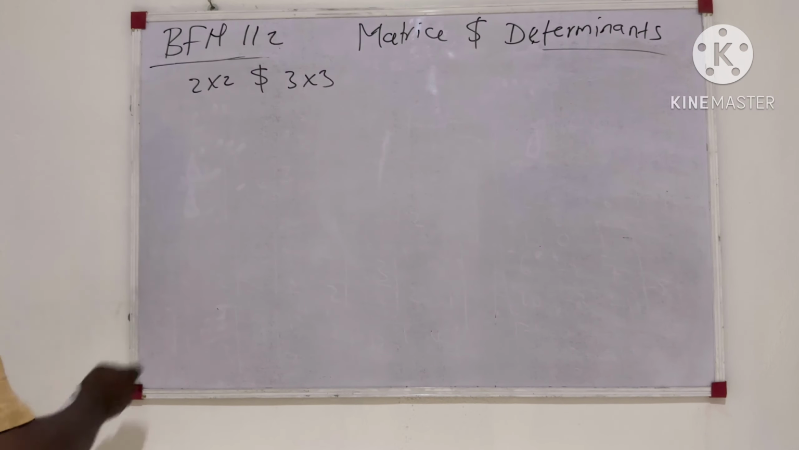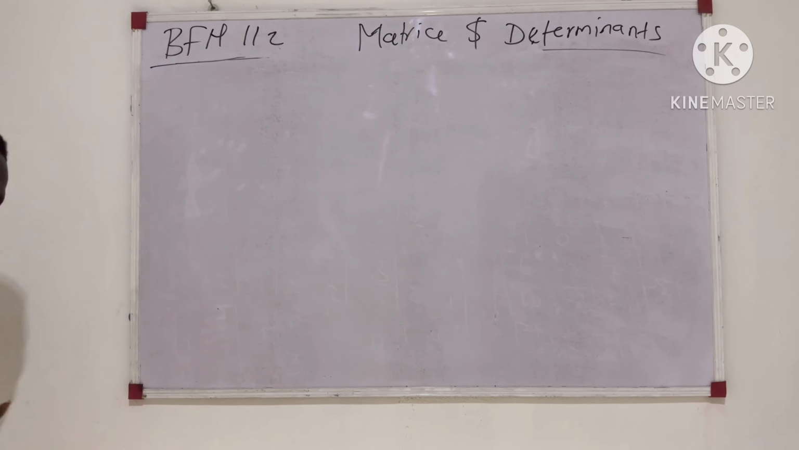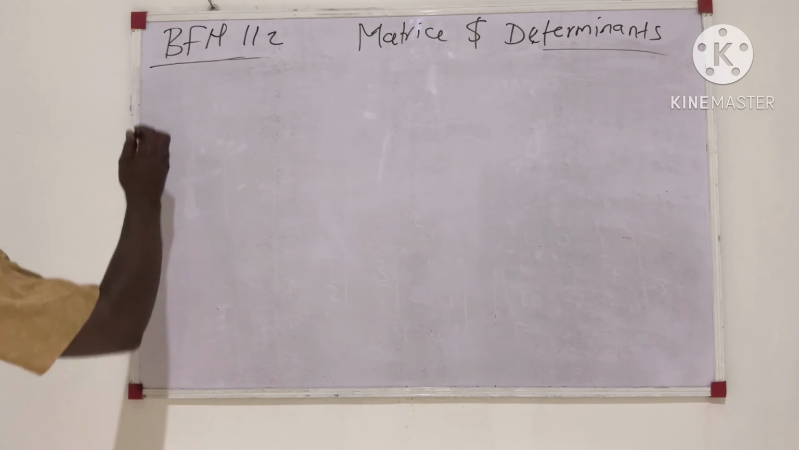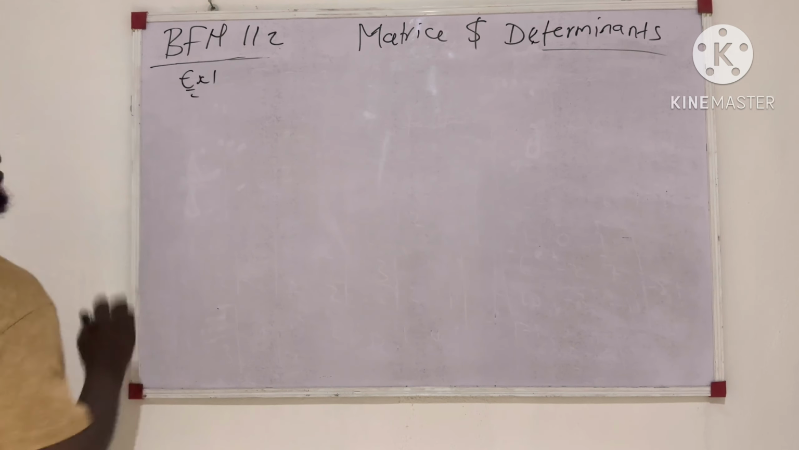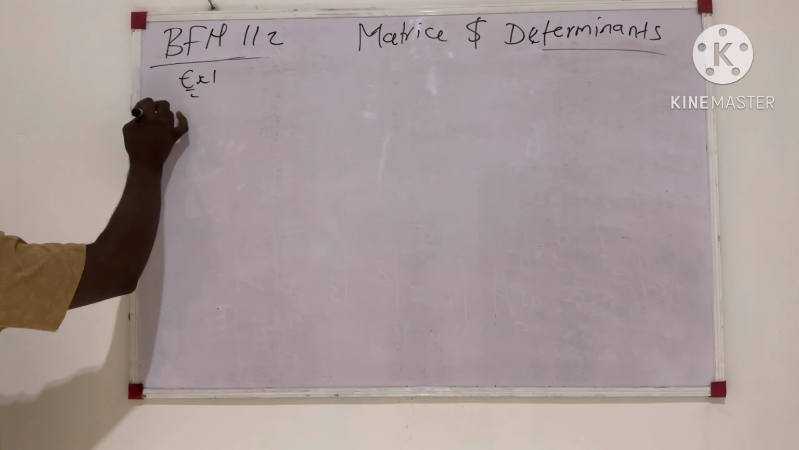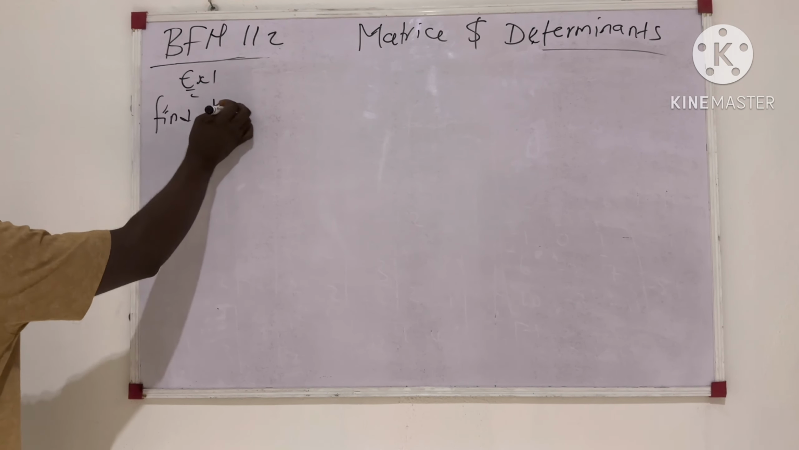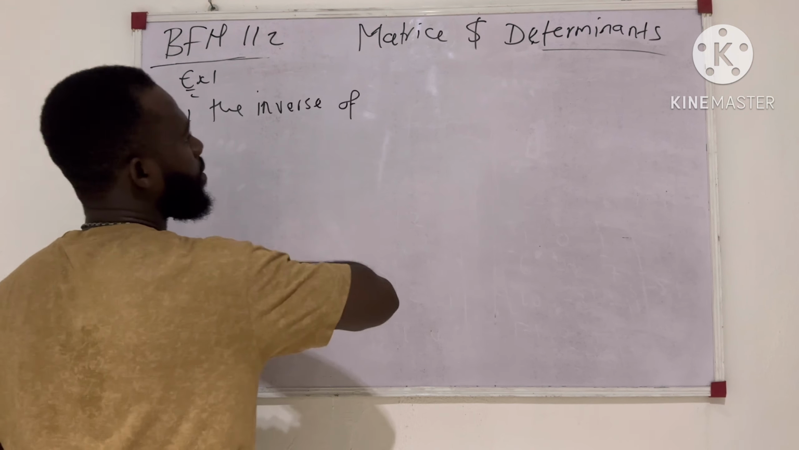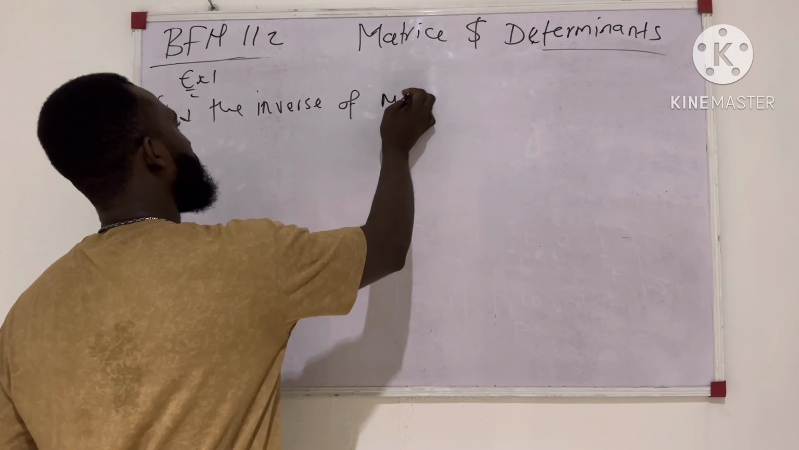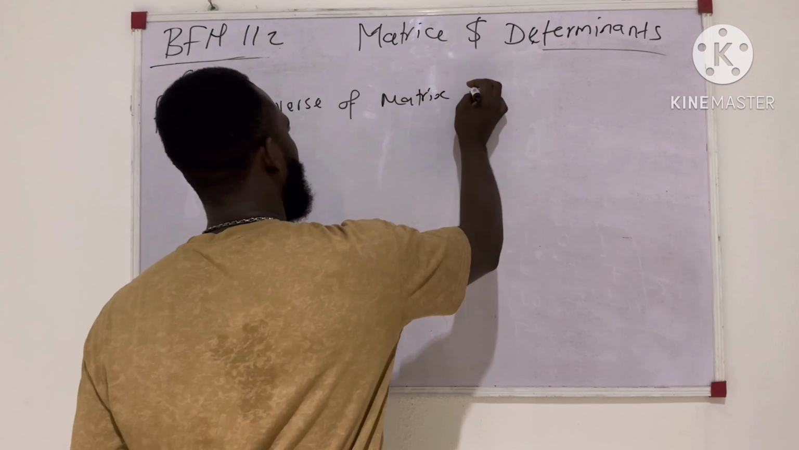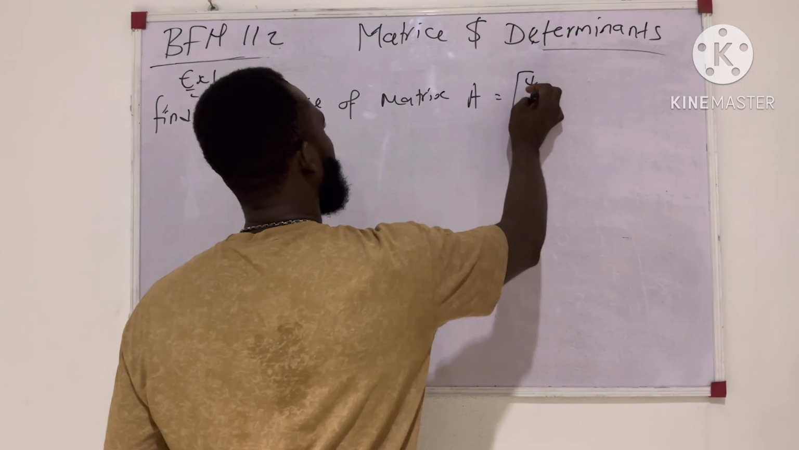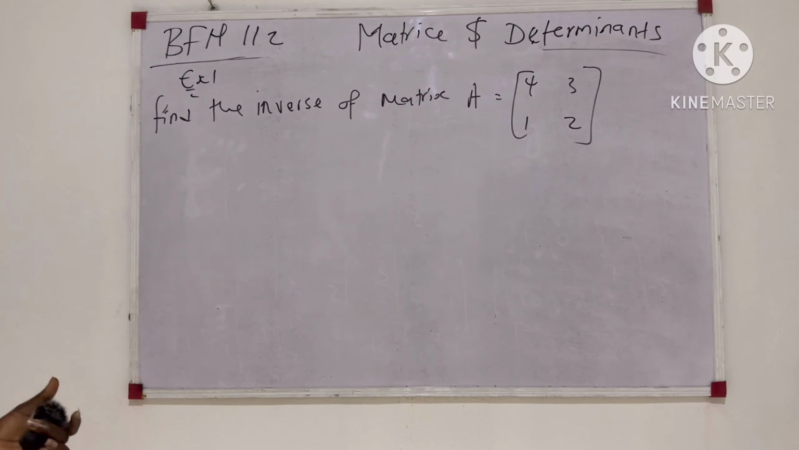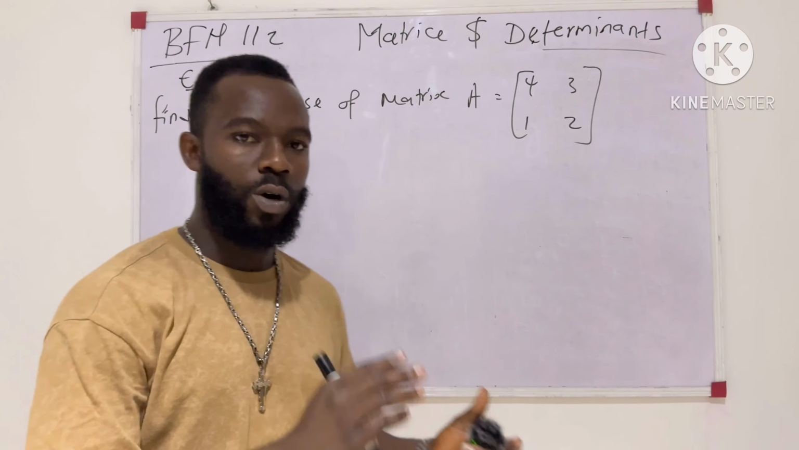Now, we are going to be looking at the first example, which has to do with finding the inverse of a 2 by 2 matrix. Let's go. Example 1. Find the inverse of matrix A equal to 4, 3, 1, 2. All right, this is the first question for today. Find the inverse of the matrix A equal to 4, 3, 1, 2.